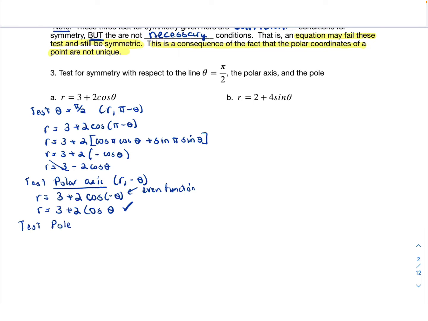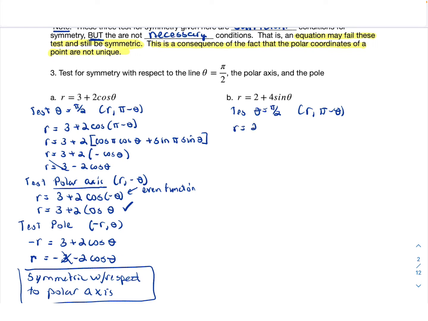Now I'm going to test with respect to the pole. To test with respect to the pole, I'm going to replace r with negative r, and theta with theta. Plugging that in, I end up with r equal to -3 minus 2 cosine theta, which is not equivalent to the original function, and so it is not symmetric with respect to the pole according to our algebra test. So the only thing I can conclude from this algebra test is that yes, we have symmetry with respect to the polar axis.